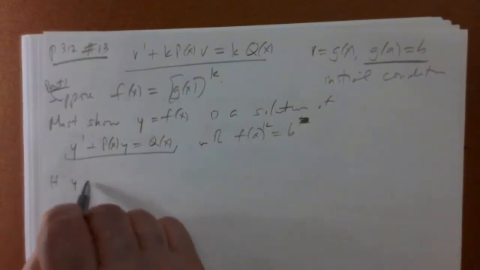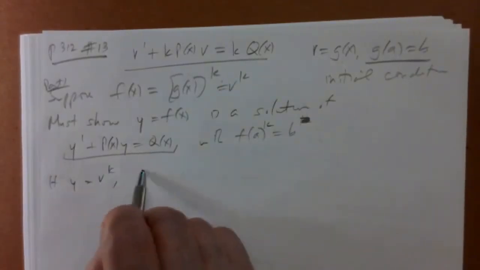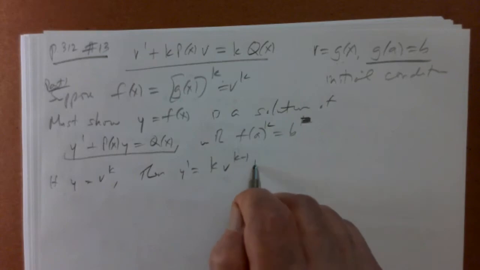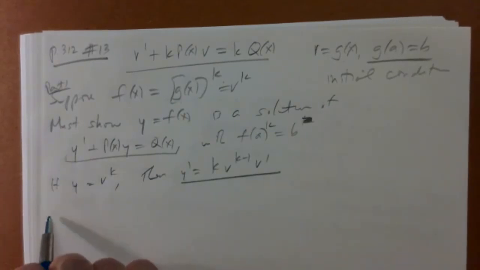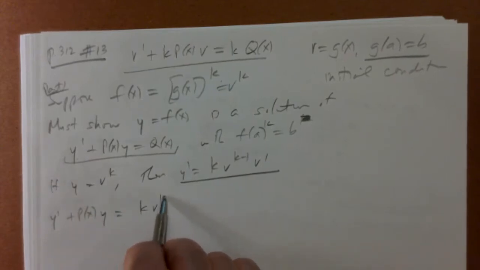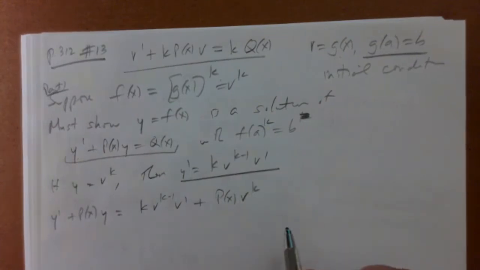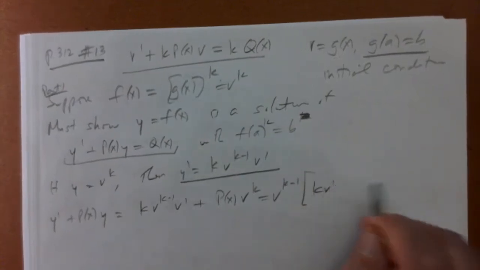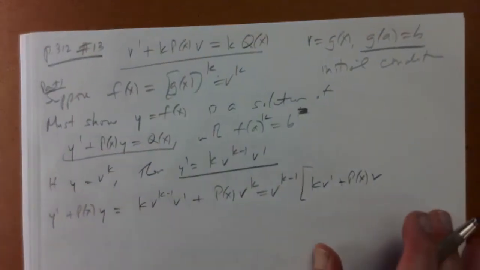So if y is equal to v to the k, we'll just use that as sort of shorthand. Then y prime, by the chain rule, is k v to the k minus 1 times v prime. So let's plug into this equation. Y prime plus p of x y is equal to k v to the k minus 1 v prime plus p of x times y, which is v to the k. I can factor v to the k minus 1 out of that: k v prime plus p of x v.